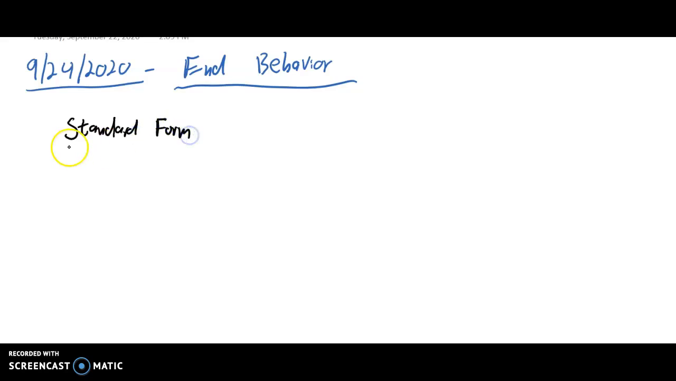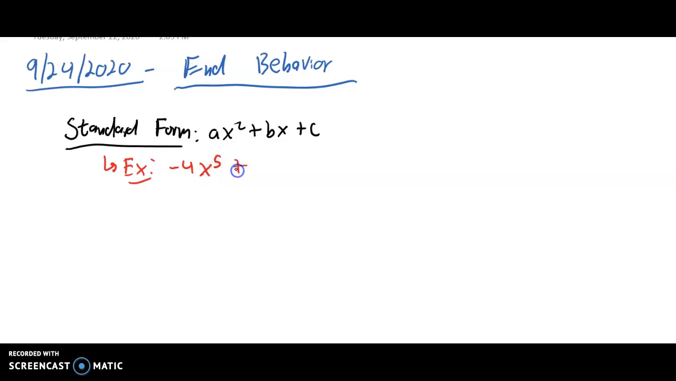A standard form polynomial is ax squared plus bx plus c. It can have more exponents than that, though. An example would be like negative 4x to the fifth plus x cubed plus x squared minus 3. So that's in standard form.